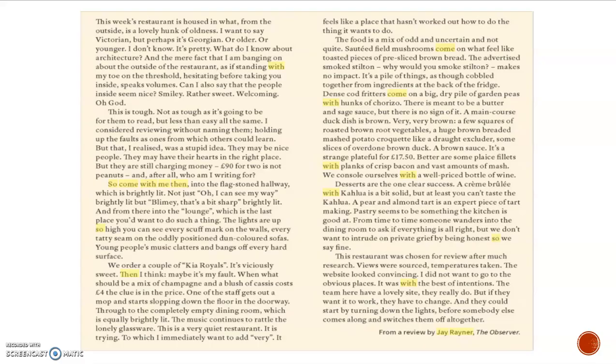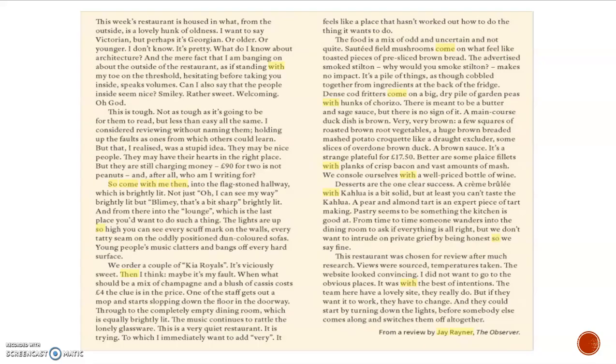And the second thing, he asks questions of the readers, which is one of the characteristics of evaluative language. He says in the first paragraph, what do I know about architecture? Then he says, can I also say that the people inside seem nice? Means he's asking the audience these questions.